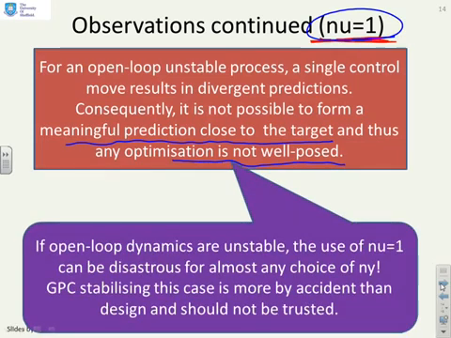If the open loop dynamics are unstable, the use of nu equals 1 can be disastrous for almost any choice of ny. Changing ny really doesn't help. And if you do end up with a stabilizing control law, this is definitely by accident and not by design, and should not be trusted.